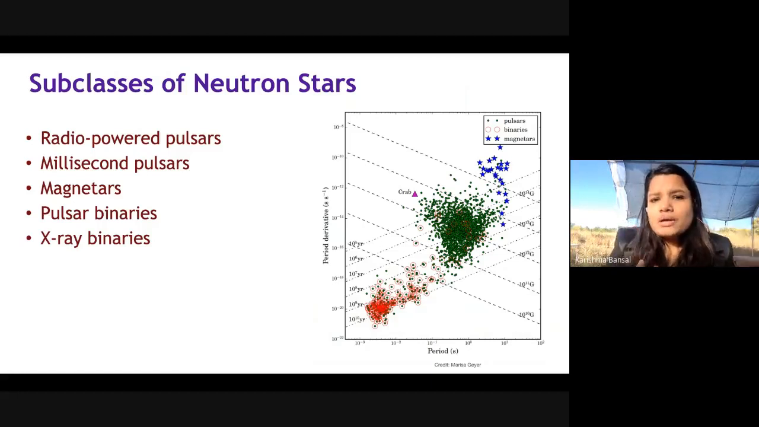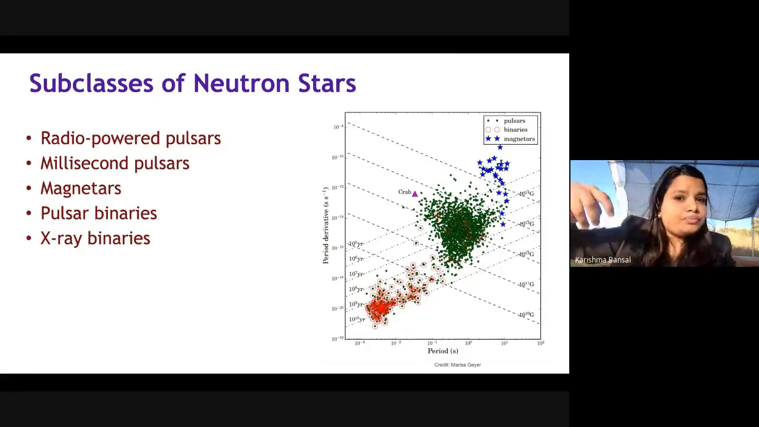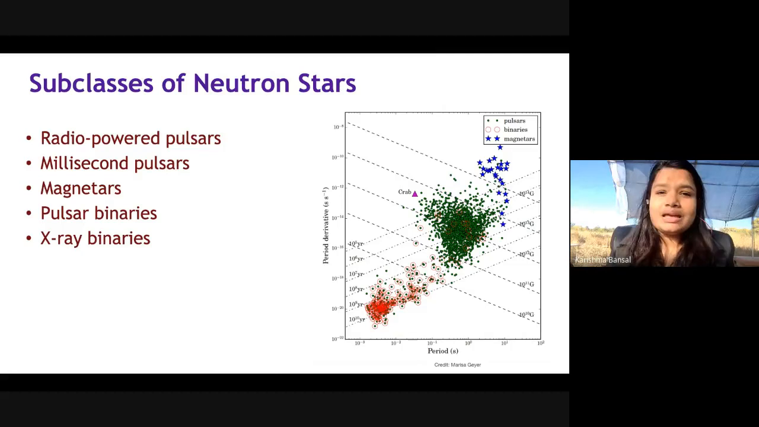So, talking about subclasses of neutron stars. I talked about pulsars already, and those are mostly radio powered pulsars, because they're rotating and you have this emission coming out of their poles, which is mostly in the radio. The figure on the right, I think, is a very important figure. It has two axes. The y-axis is the period derivative, which shows the change in the period. The x-axis is the period.